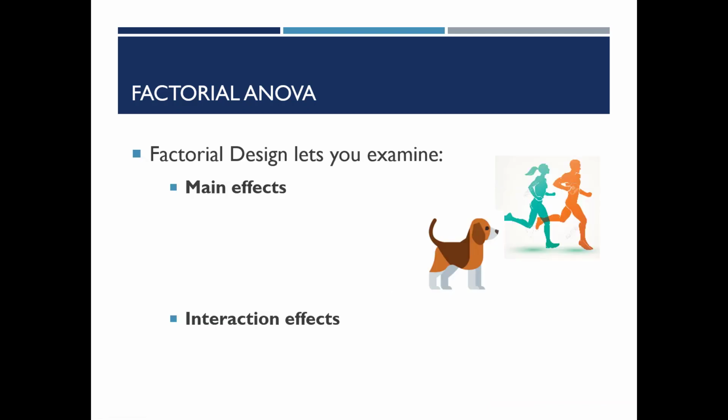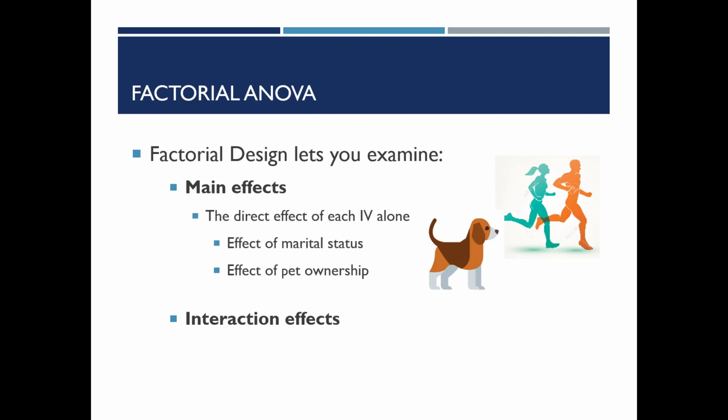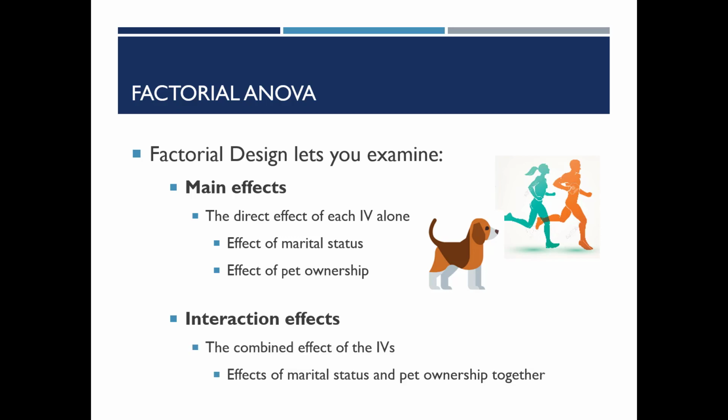I've talked about how factorial ANOVA lets you test for individual as well as combined effects of your factors. They're called the main effects and the interaction effects. Main effects are the direct effect of each IV alone, for example, the effect of marital status or the effect of pet ownership. The interaction effects, as you might have guessed, refer to the combined effect of the IVs, so the effects of marital status and pet ownership together. What does that mean? Let's break it down.